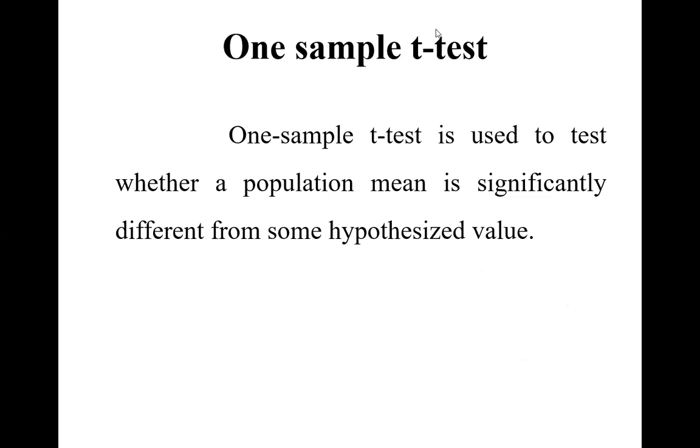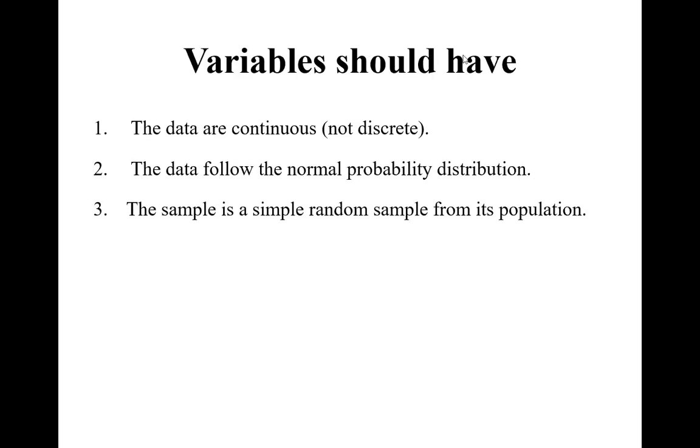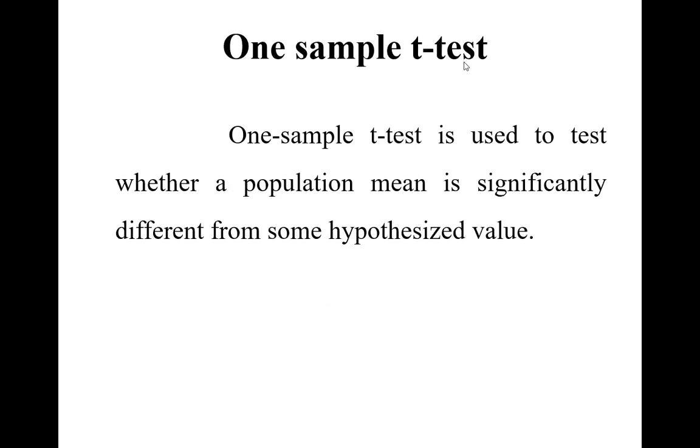One sample t test means we are comparing the population mean. We take the hypothesized value, and we compare whether this population mean is significantly different from the other mean or not. P value means probability value. When we calculate through SPSS, we obtain the probability value, the p value. In social science, we take 95% probability.